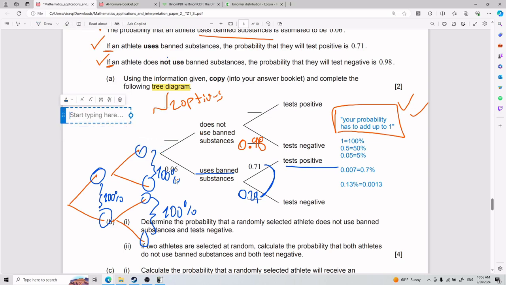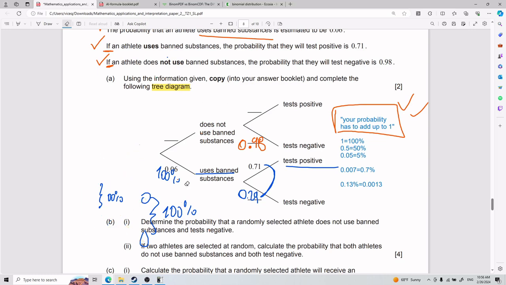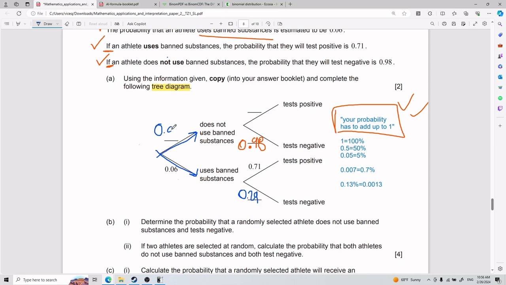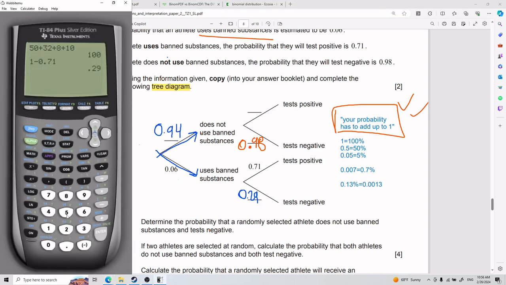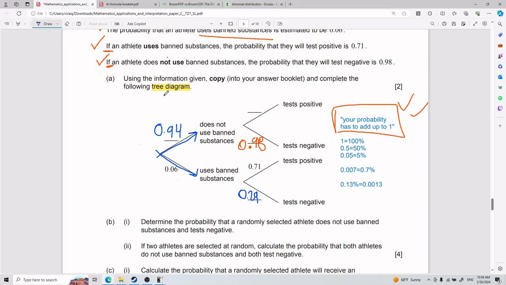And so if you keep filling in the tree diagram like that, keeping in mind the 2 options, the thing that they add up to 100%, what do you discover? That over here, when they use banned substances and you get 6%, the probability that they don't use banned substances is 0.94. Because 1 minus 0.06 is 0.94. Guys, that is the key idea, okay? Tree diagrams, each of the 2 branches add up to 100%. Each of the 2 alternatives.